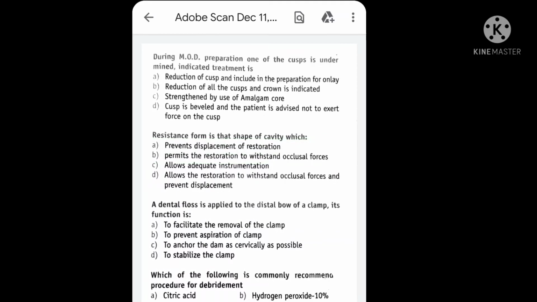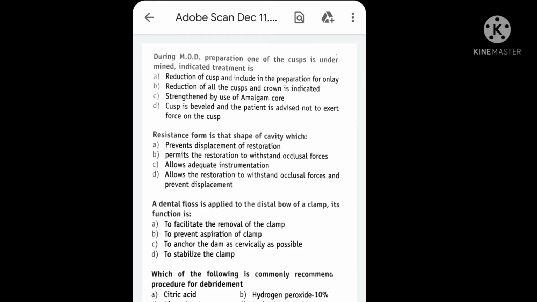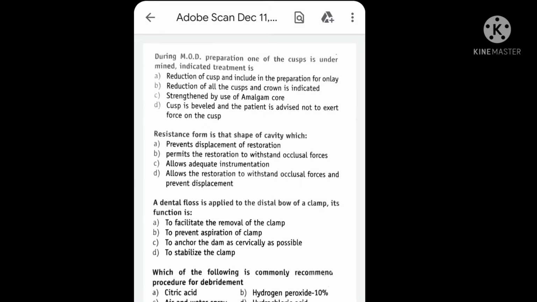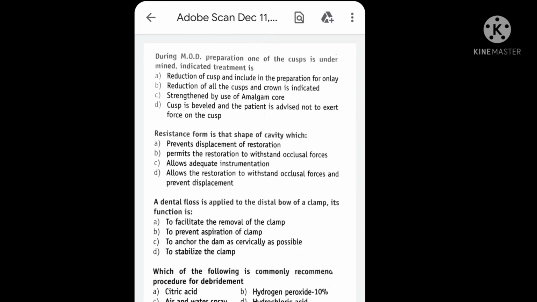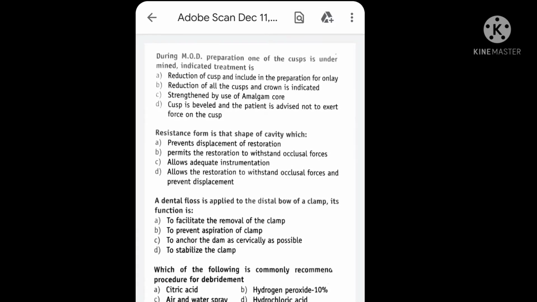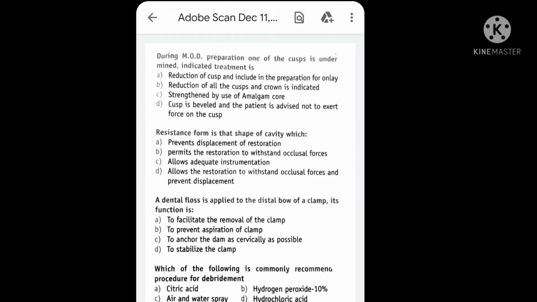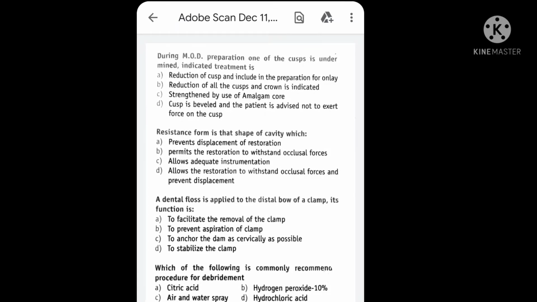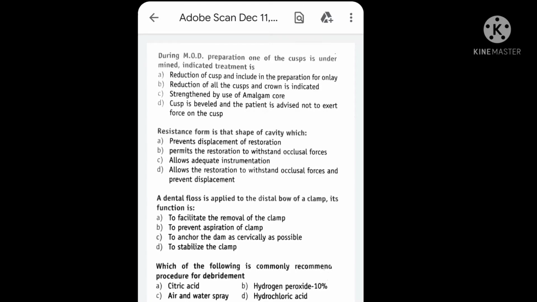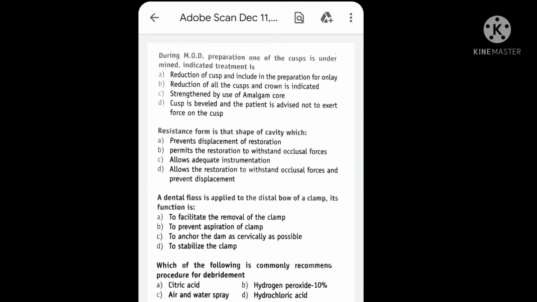During MOD preparation, one of the cusps is undermined. Indicated treatment is: reduction of the cusp and include it in the preparation for an onlay; reduction of all the cusps and a crown is indicated; strengthened by use of amalgam core; cusp is beveled and the patient is advised not to exert force on the cusp. The correct answer is option A, that is reduction of cusp and include in the preparation for onlay.